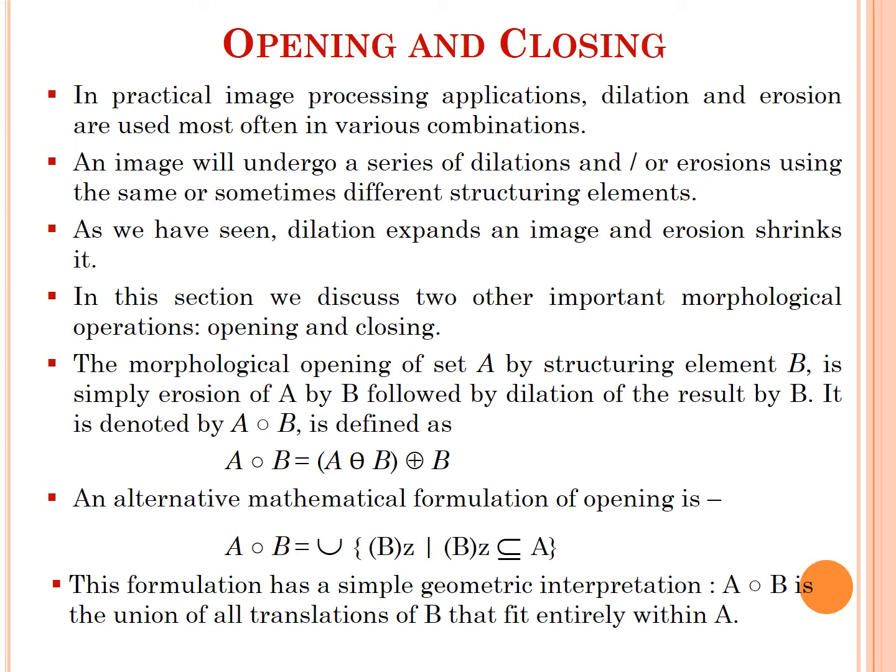The morphological opening of set A by structuring element B is simply erosion of A by B followed by dilation of the result by B. An alternative mathematical formulation of opening is: opening of A by B is equal to the union of Bz such that Bz is a subset of A. This formulation has a simple geometric interpretation, that is, opening of A by B is the union of all translations of B that fit entirely within A.